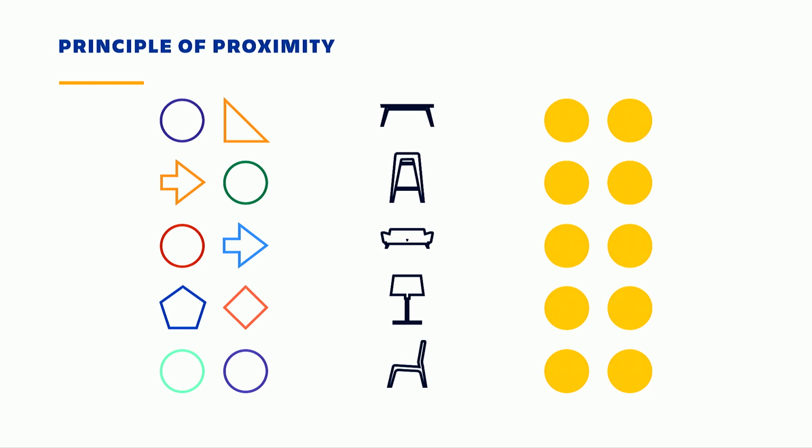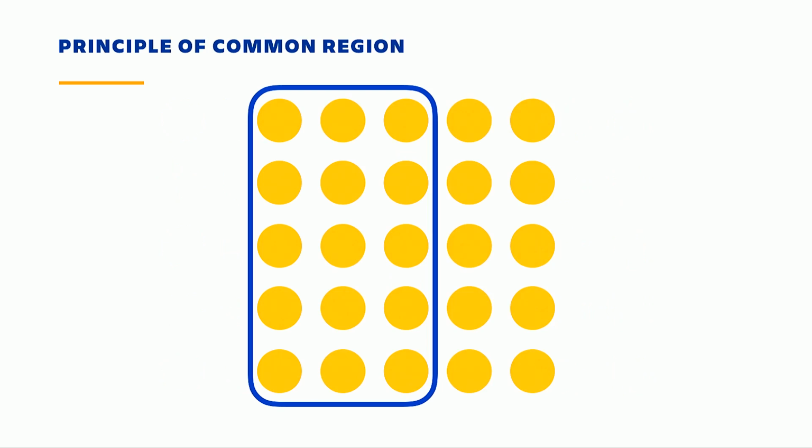Another way to create groups is by using the principle of common region. The principle of common region states that elements tend to be perceived into groups if they are sharing an area with a clearly defined boundary. In layman's terms, if you want things to belong together, draw a box around it. A box around it is good. Borders.